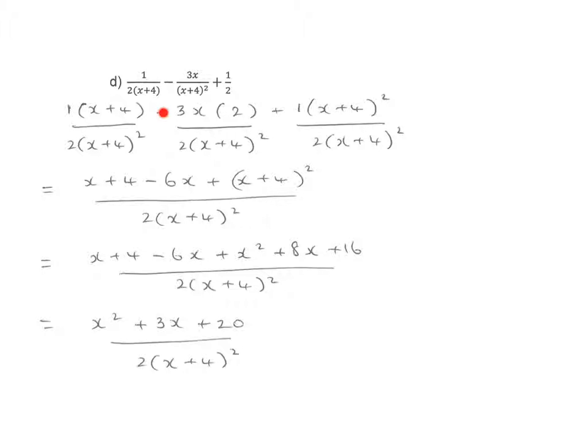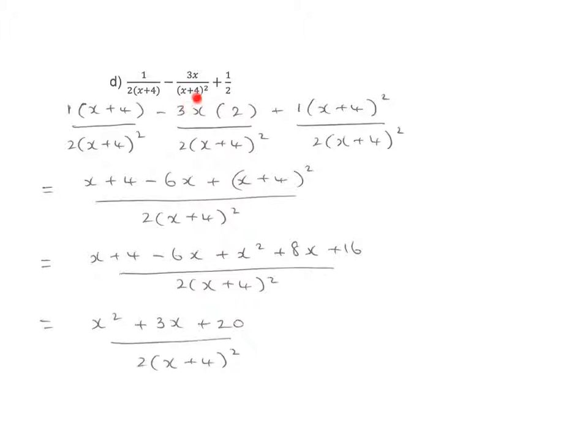Okay, part D then. We have got 1 over 2 over x plus 4 minus 3x over (x plus 4) all squared plus our half. So again, two different operations, but according to the rules of BIDMAS, we can do our subtraction and addition at the same time. With both operations, we need a common denominator.